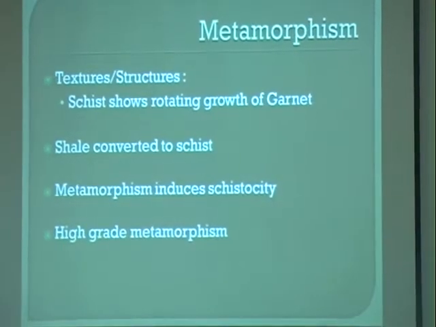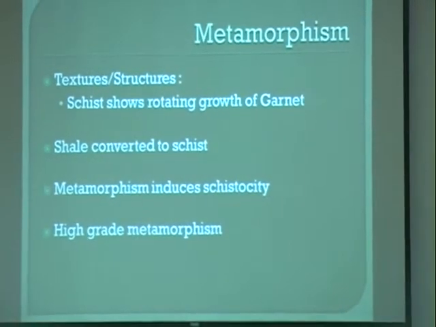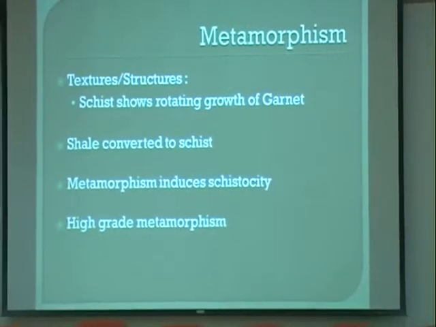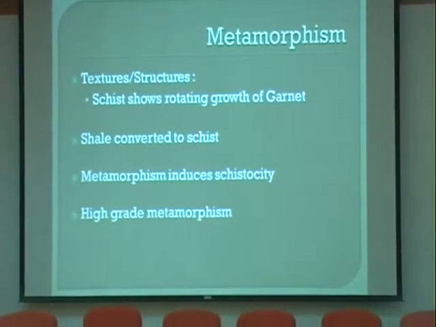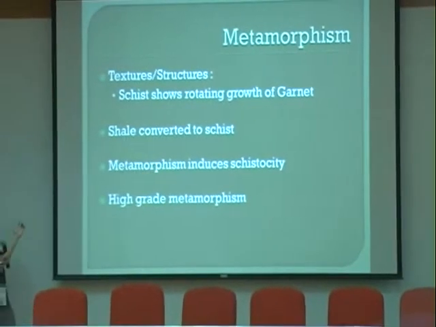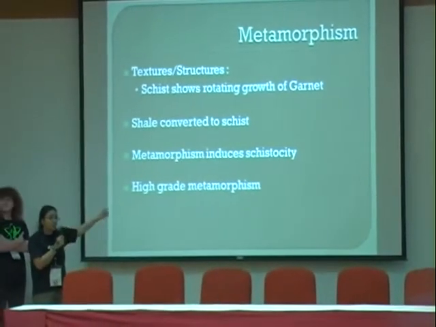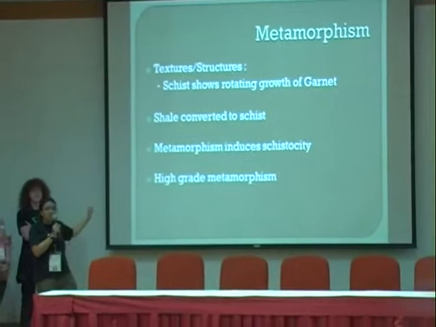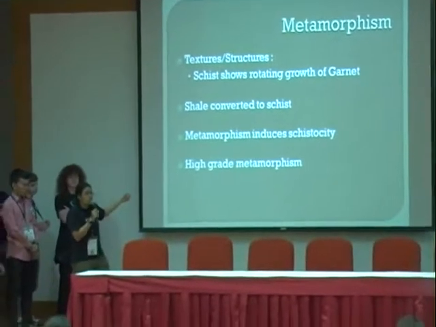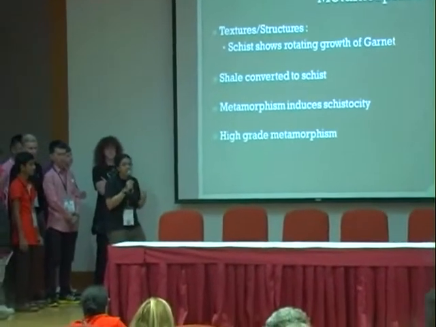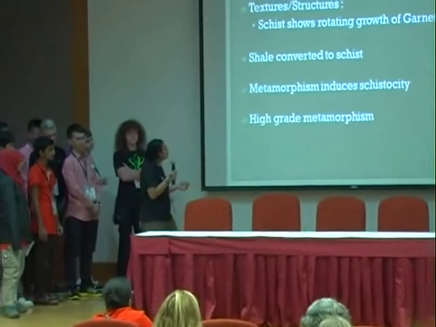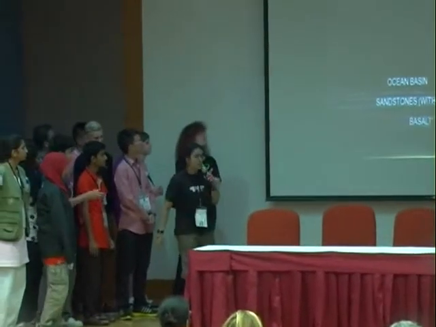The textures and structures show us that the schist shows rotating growth of garnet, and the shale converted to schist, as I said. Metamorphism induced the schistosity, and high-grade metamorphism can be observed. So we can be sure that there was some kind of subduction there. And here we have a few illustrations of the entire area as we analyze them.